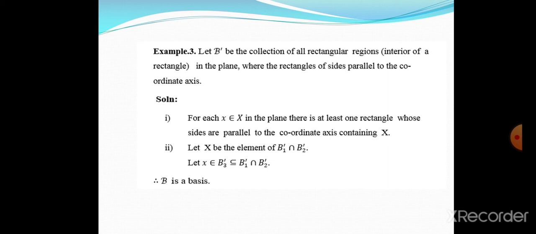The second condition is: let x be an element of B1 dash intersection B2 dash. Then there is B3 dash containing small x, which is a subset of B1 dash intersection B2 dash. It is the second condition of the basis for a topology. You have to verify it. Okay. Therefore, script B is a basis.